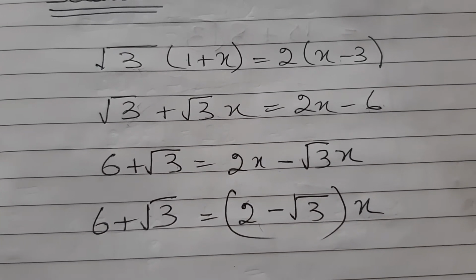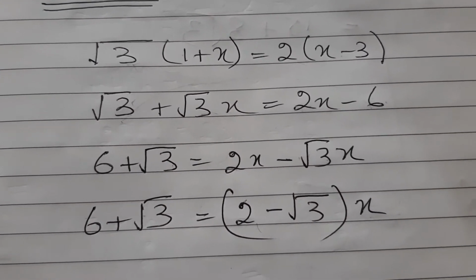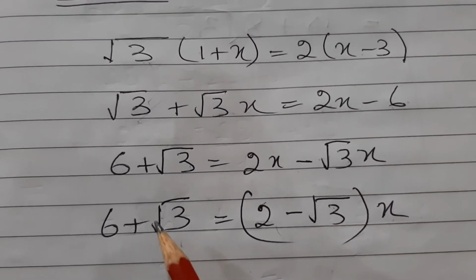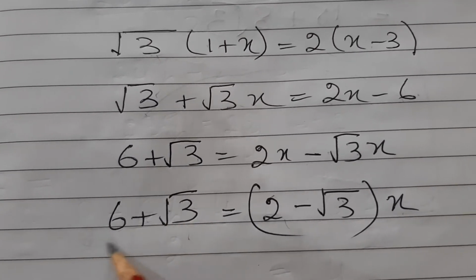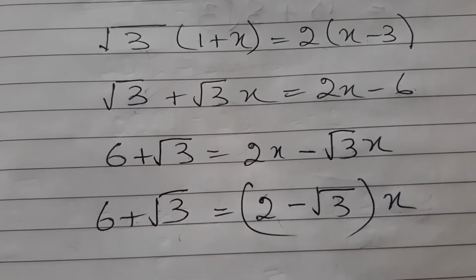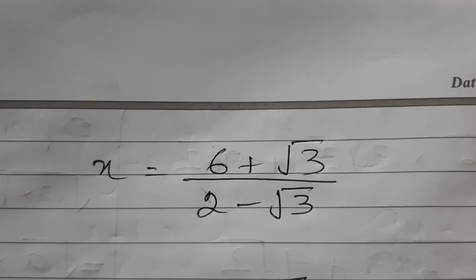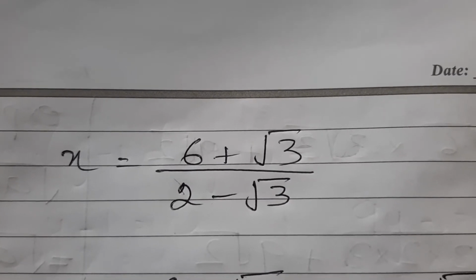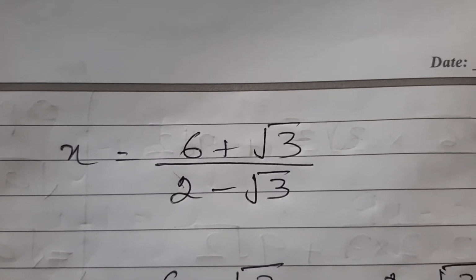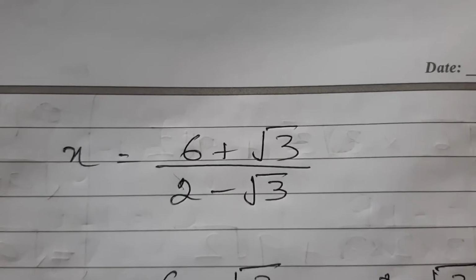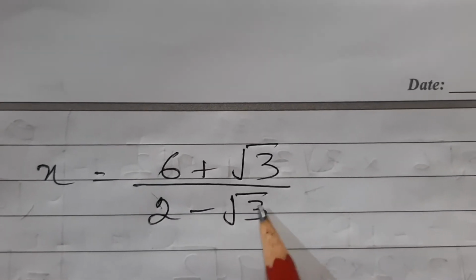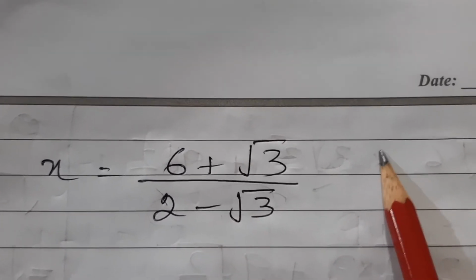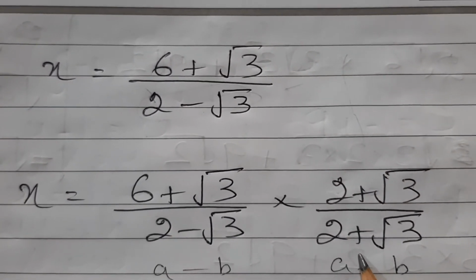Now what comes in your mind? What will you do next? I will take it down here. So it will become 6 plus root 3 divided by 2 minus root 3. So here it is. And now what comes in your mind? We have just done, yes, rationalizing the denominator. So rationalizing the denominator, you will apply the conjugate of this. The conjugate of this is 2 plus root 3. So I will multiply and divide by 2 plus root 3.